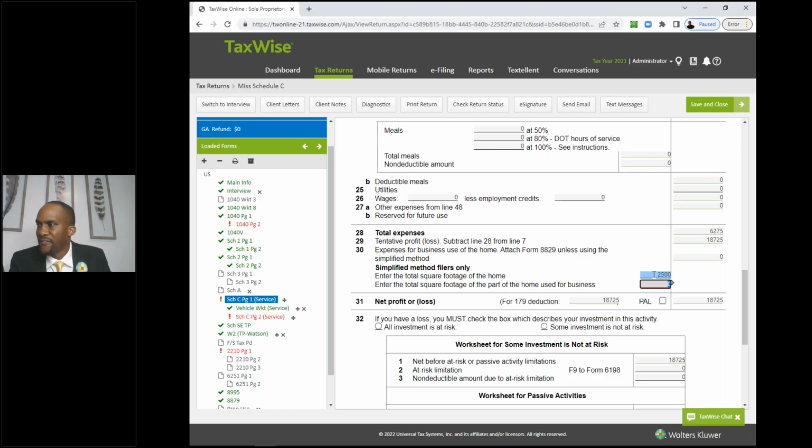A 4-bedroom, 2.5 bath home, 2,500 square feet. Now, let's say when she did the math, got the measuring tape, and calculated it all together, she was able to determine how much is used for business. But before we do that, I want to show you something.